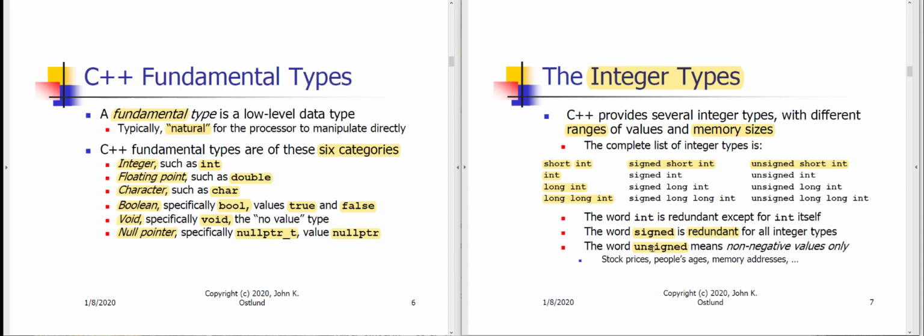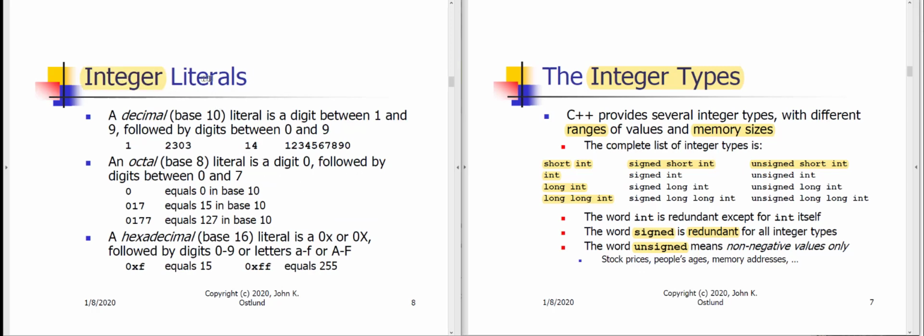Unsigned means that you're treating all of the bits of data within the object as magnitude, and you don't have any negative values for unsigned integers. In terms of integer literals, it turns out that we have 3 different number bases we can use for specifying integer literals or integer constant values. Decimal is base 10, and that's what we're used to. So 1 means 1, 2303 means 2303, 14 means 14, etc. We can also specify values in octal, that is base 8, or in hexadecimal, base 16, in the C++ language.